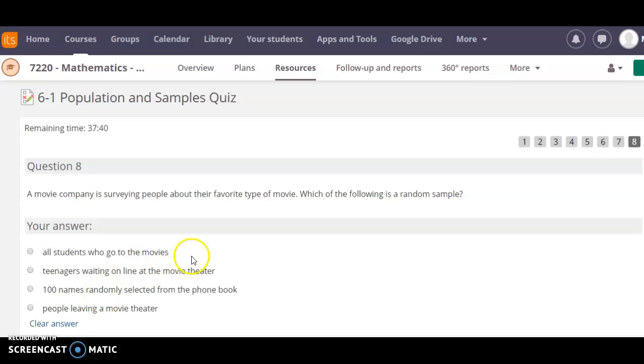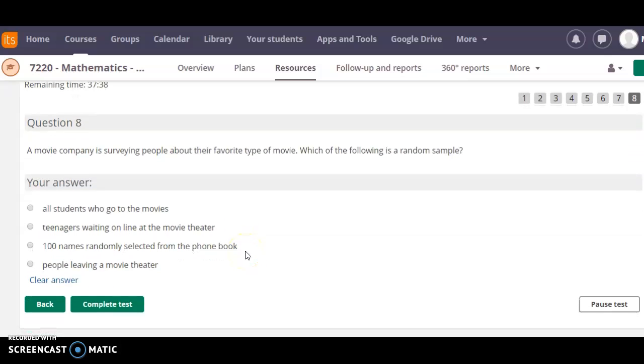And then the last one, a movie company is surveying people about their favorite type of movie. Which of the following is a random sample? Well, this one's different. It's not just students. It's all a movie company surveying people. So a random sample, all students who go to the movies, well, you don't want to do that, because then you've got just students.